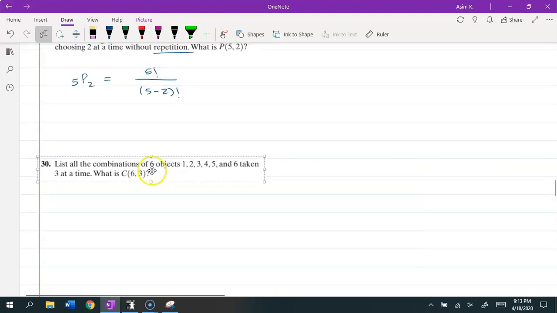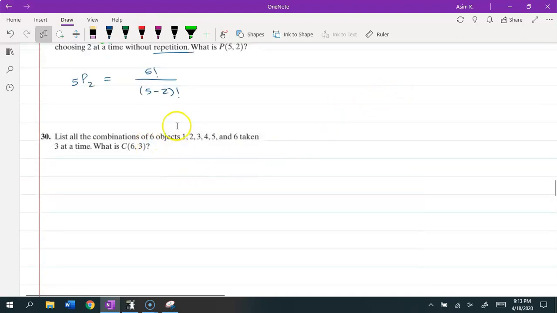It says list all the combinations of 6 objects. So we'll call them 1, 2, 3, 4, 5, 6, taken 3 at a time. And now they're not telling you that the order matters anymore. So for instance, let's get this out of the way so you understand. If you say 1, 2, 3, because we're taking 3 at a time, then later on you get 3, 2, 1. This is what I started my lesson off with. You can't count the 3, 2, 1. Even if you got 2, 3, 1, you can't count the 2, 3, 1.